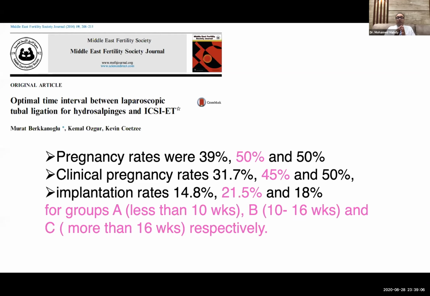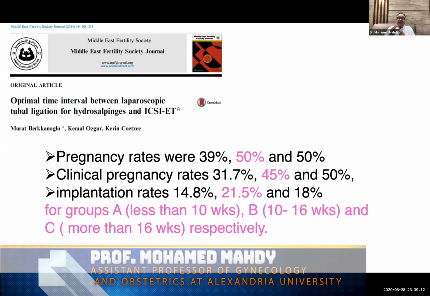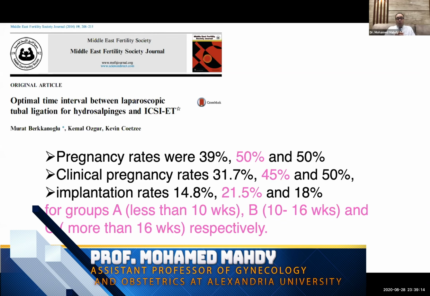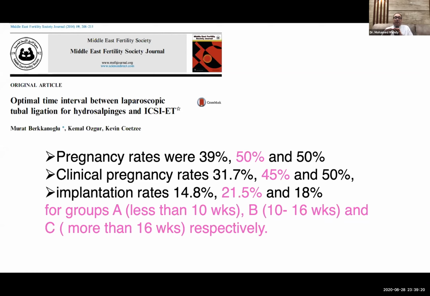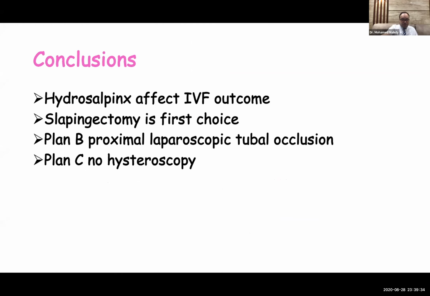So you should wait 3 to 4 months after salpingectomy or tubal occlusion, because of the effect of diathermy and necrosis of tissues, which may make an inflammatory environment that may be hostile for implantation. So wait at least 10 weeks before embryo transfer in the IVF cycle.